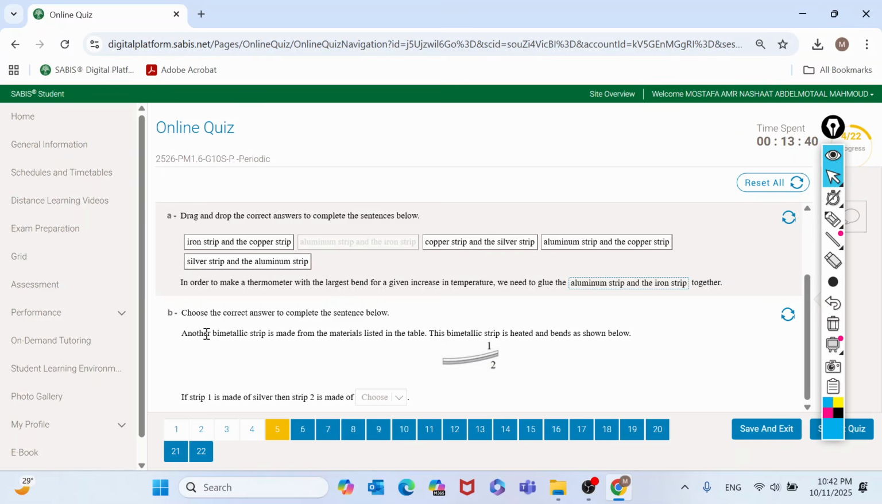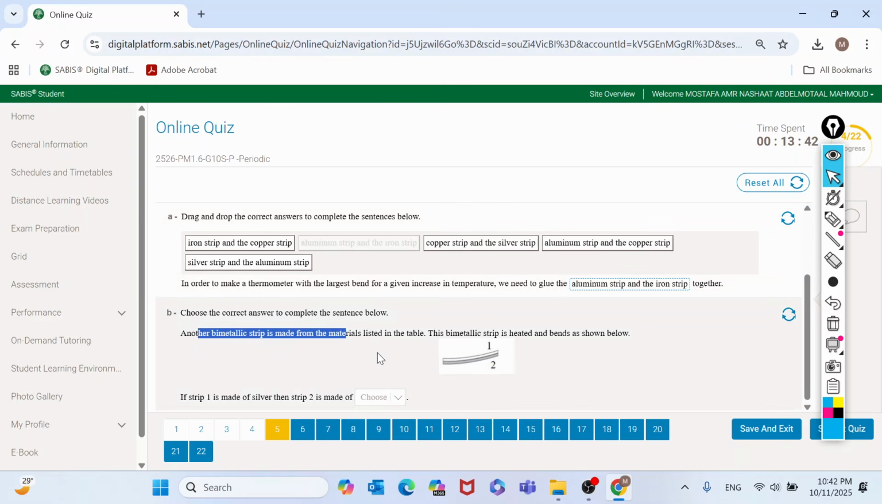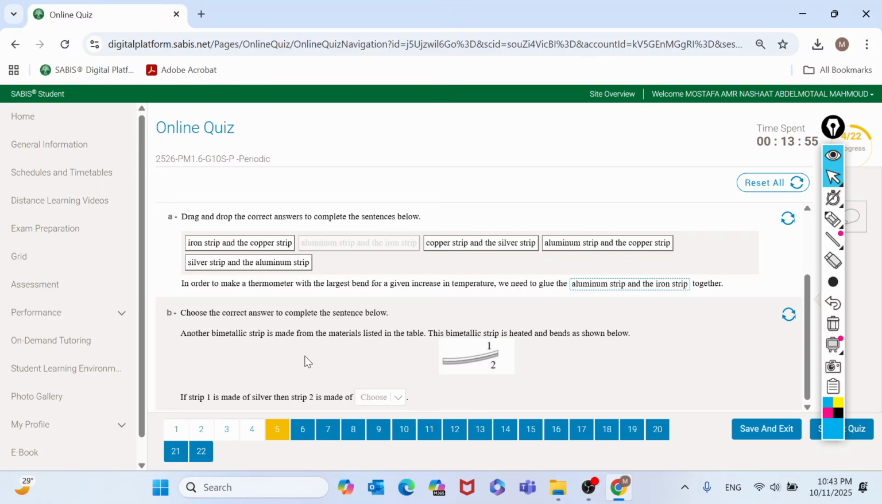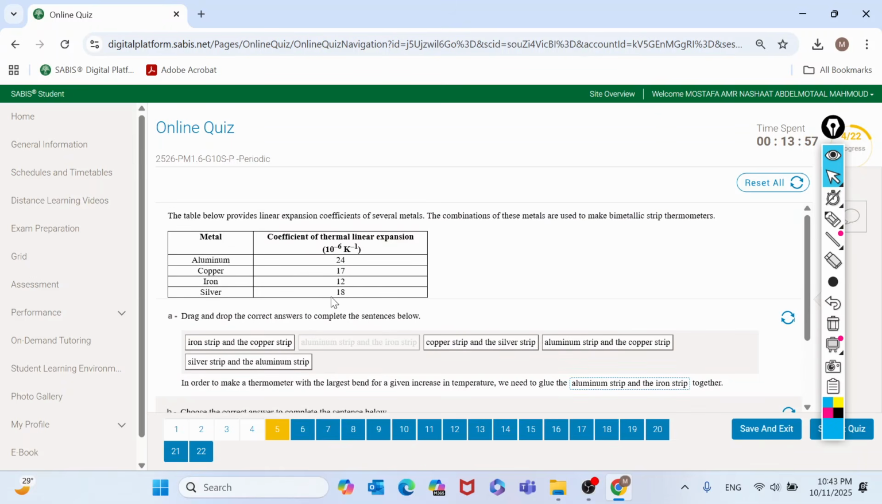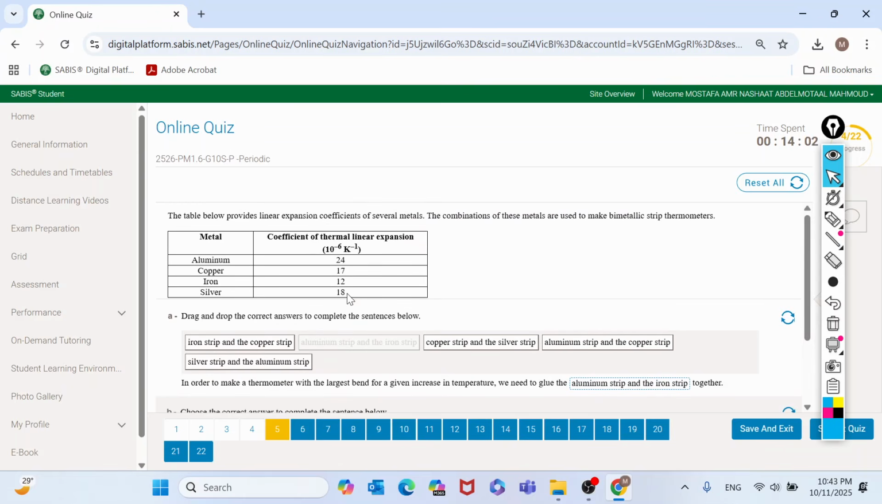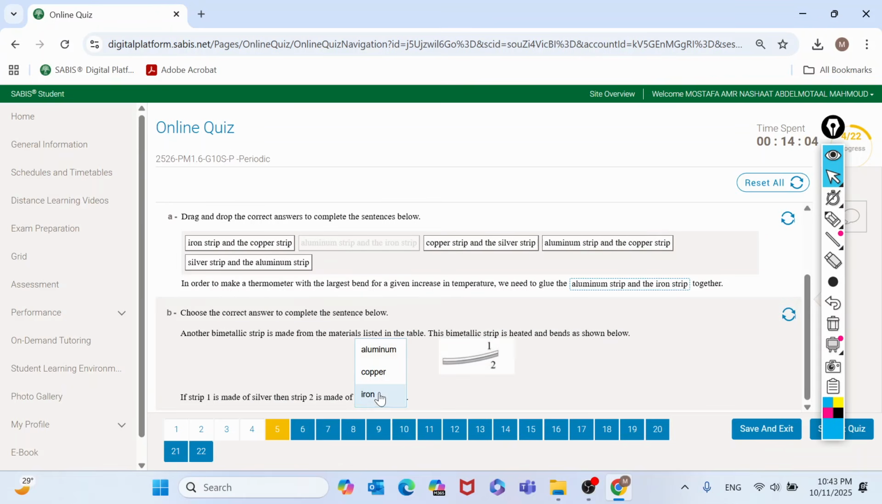Okay, another bimetallic strip is made from the materials listed in the table. The bimetallic strip is heated and bends as shown. So strip 1 bends less than strip 2, which means strip 2 has a higher coefficient. And here they said strip 1 is made of silver. So strip 2 has to have a higher coefficient, so it's going to be aluminum.